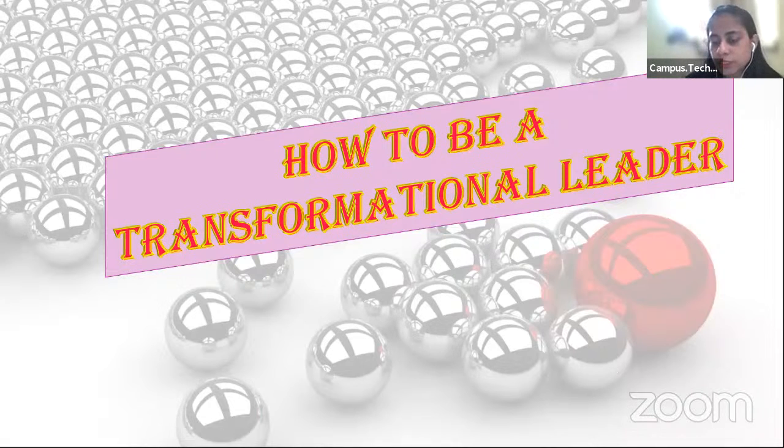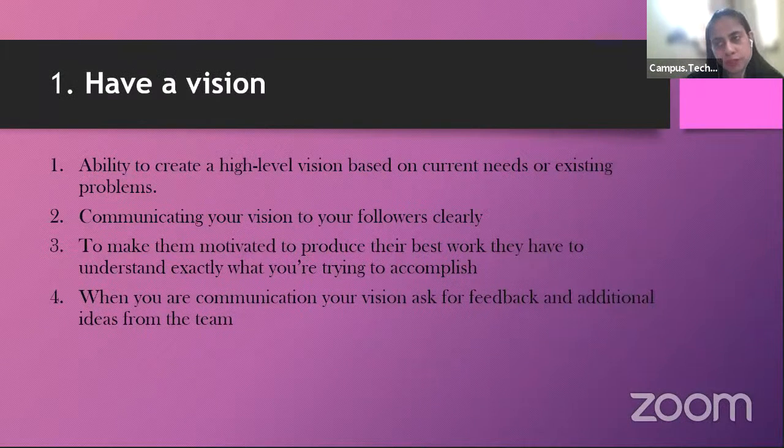And now, how to be a transformational leader, right? We need to discuss. We have learned who is a transformational leader, what characteristics that leader holds, what are the pros, what are the cons of transformational leadership. But now the last thing under transformational leadership is how to be a transformational leader, how you can be that leader by having a clear vision. Have a vision, the ability to create a high level vision based on current need or existing problem.